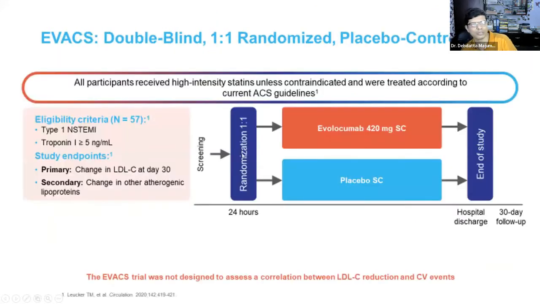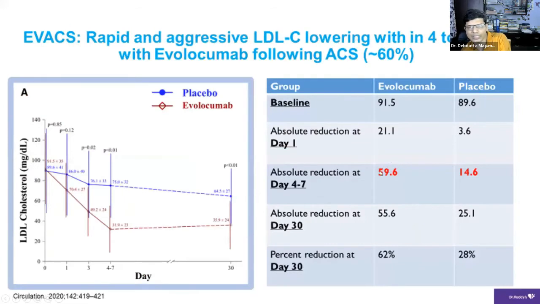The same was demonstrated in this particular study, the EVAC study, in the same group of patients. The trial was not designed to correlate with CV events, but what was shown essentially is the reduction of 60% at 7 days. Can you imagine that with a statin ezetimibe combination? We all know that statin ezetimibe would take at least 4 to 8 weeks, and that would actually cover up the vulnerable period post ACS as far as recurrence of MI is concerned.